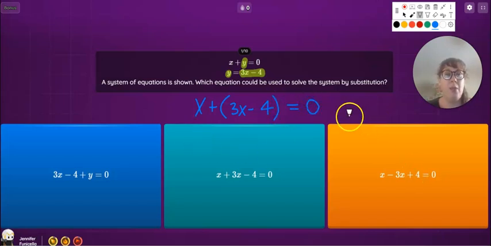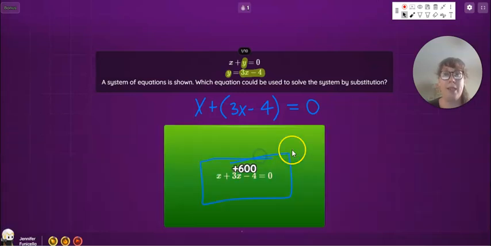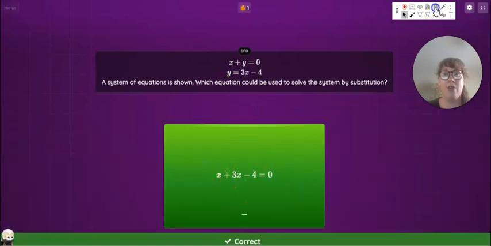So the equation that we would use to solve this system using substitution is right there. x plus 3x minus 4 equals 0. So go ahead and click that option. Make sure you're checking the placement because sometimes the answers are scrambled.